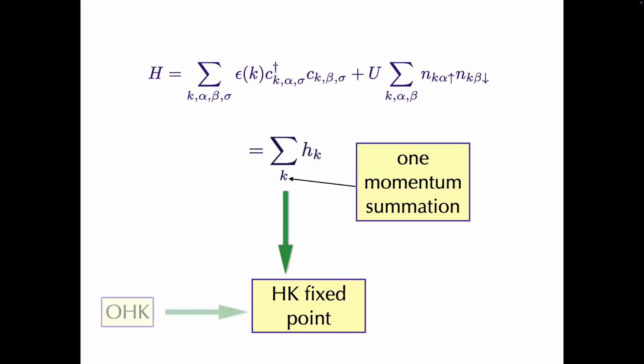Okay, so my argument is this HK fixed point is really the reason why all of this works. These local summations over orbitals don't introduce any new momentum dependence. Hence, in the RG sense, it can't introduce anything that's taking you away from this fixed point. Okay?